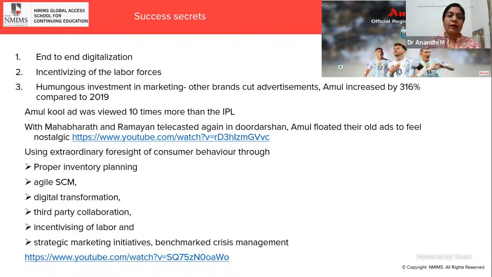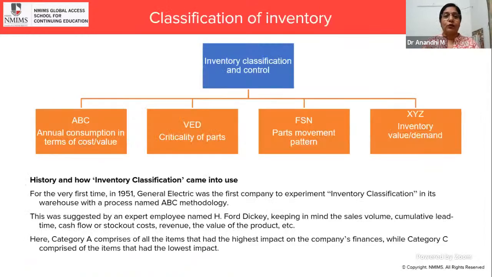So all these were very renowned, very well discussed strategies of Amul, and how they came up during this crisis situation of the pandemic. Not only sustaining, not only survival, but flourishing. Amul as a brand flourished. They went to another level during this pandemic by generating more revenue as well. Okay, so that was the Amul case study on demand and inventory planning.